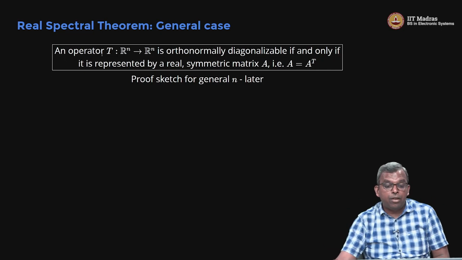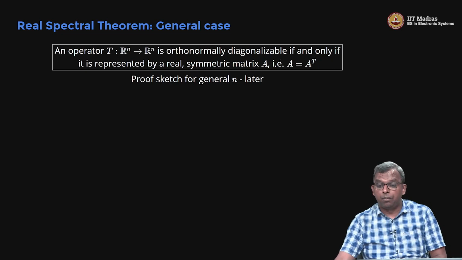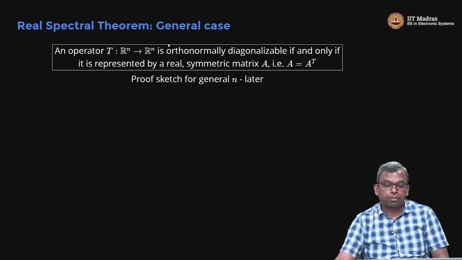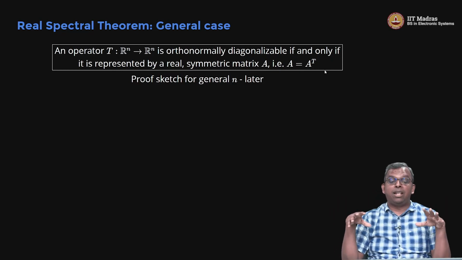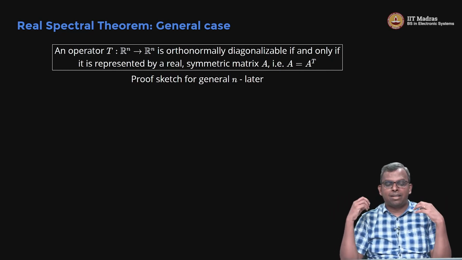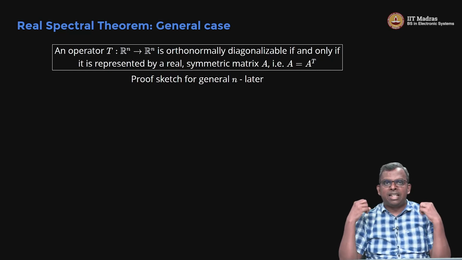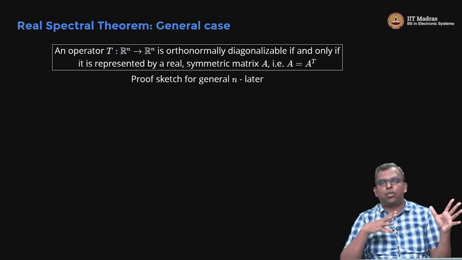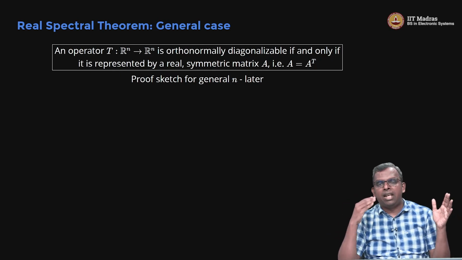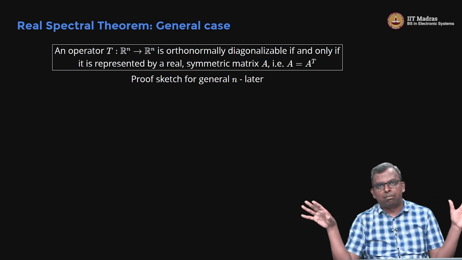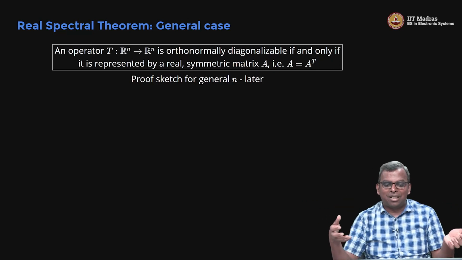An operator T from Rn to Rn is orthonormally diagonalizable if and only if it is represented by a real symmetric matrix A equals A transpose. That's it. Orthonormal diagonalizability, when you have operators Rn to Rn, is very easy to describe. Just find a matrix for that operator T with respect to some orthonormal basis, and if you have A equals A transpose, you're done. So that's the real spectral theorem.